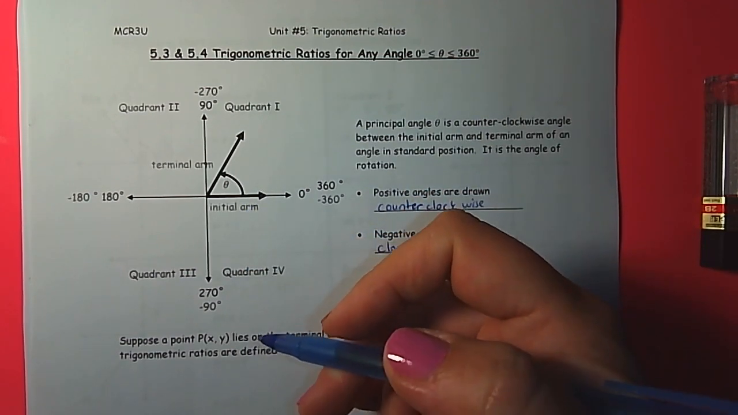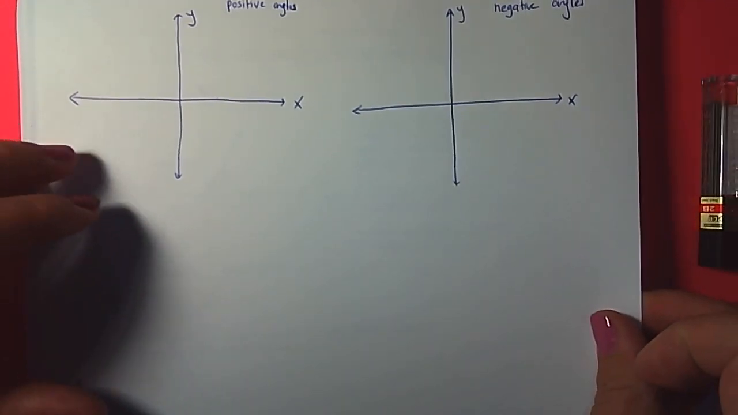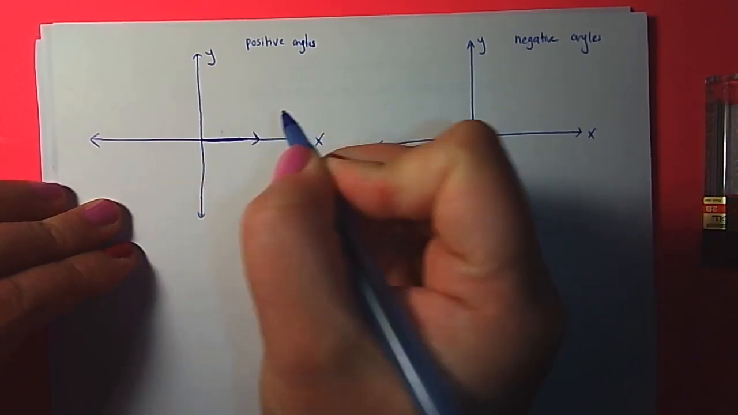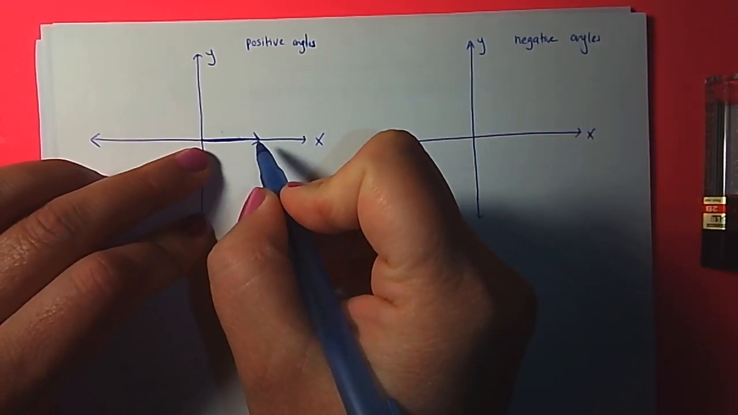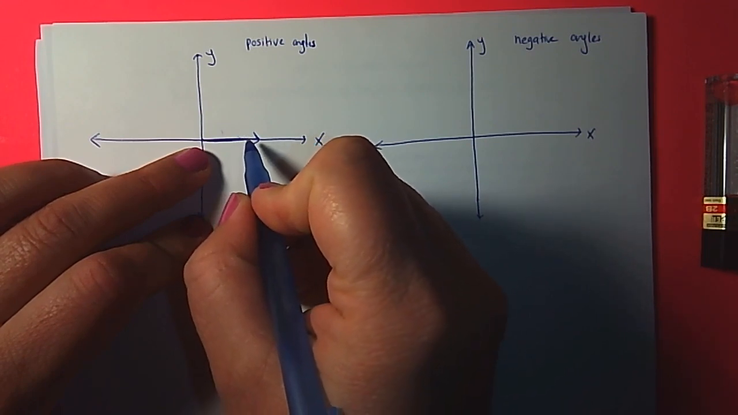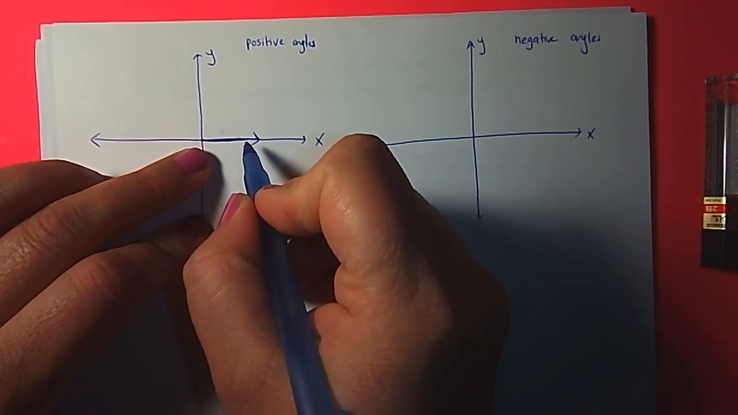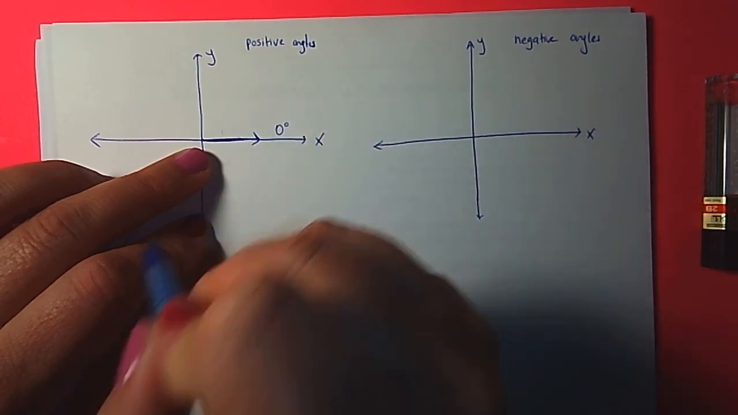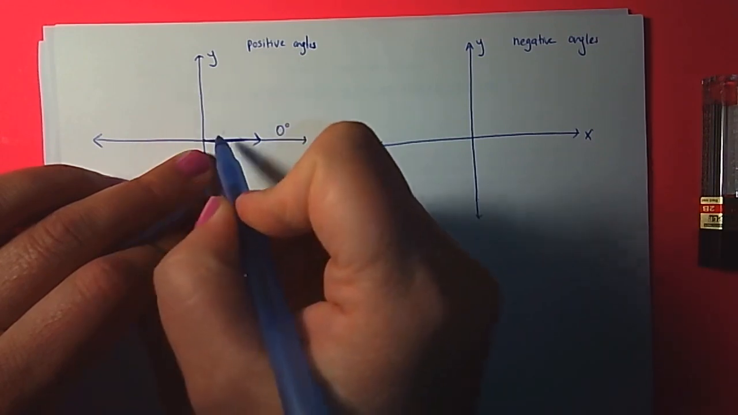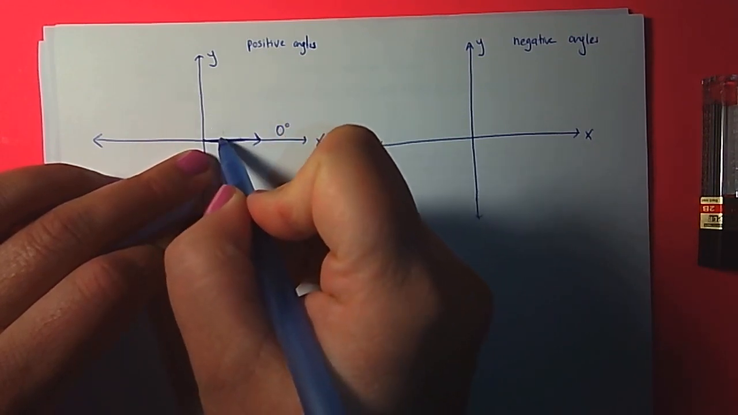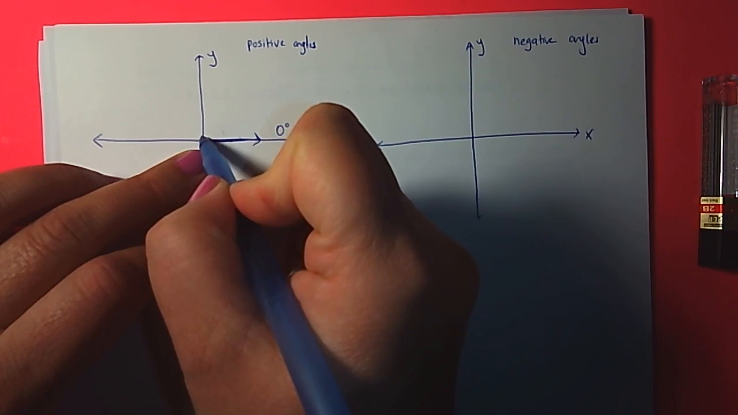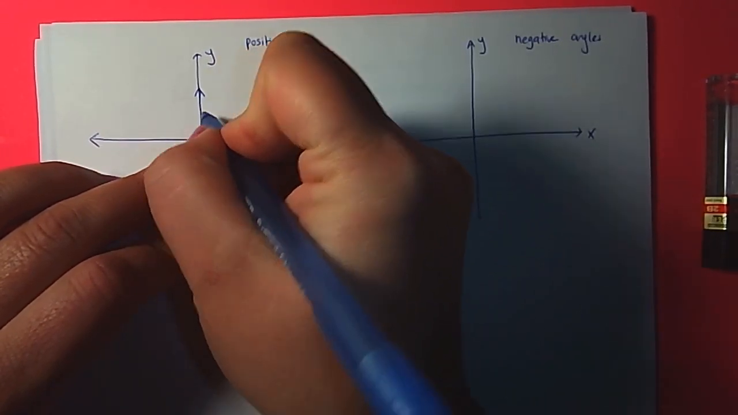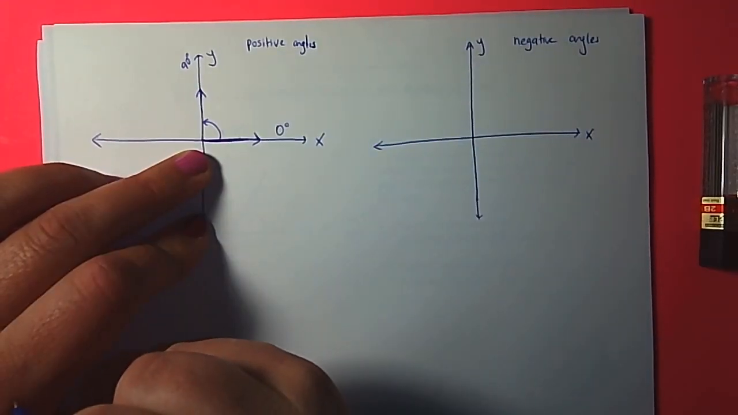So let's look at some positive and negative angles. When we are sketching angles, again, the initial arm always must be located on the positive x-axis. If we need to draw, let's say 0 degree, the terminal arm, you don't rotate it at all, so that's going to be on top of this initial arm. So this is 0 degree. If the terminal arm is going in a positive direction and is located on the positive y-axis, then we have positive 90 degree.